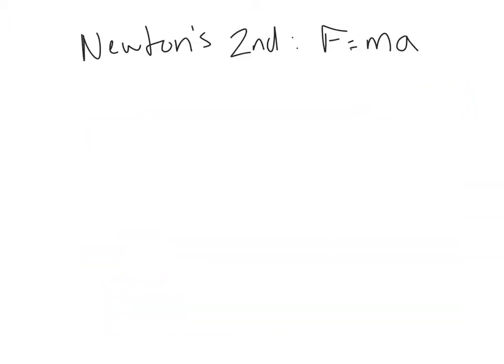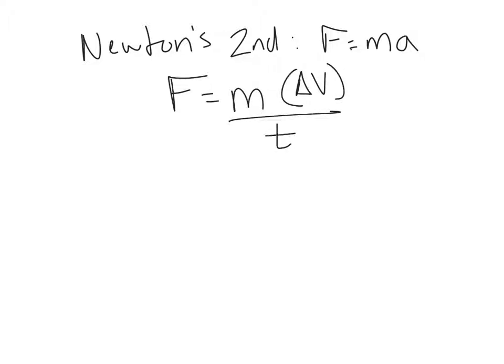So Newton's second law was simply stated F equals ma, force equals mass times acceleration. And I'd like to remind you that acceleration is simply a change in velocity over some amount of time. So Newton's second law could also be written as m delta v over t.